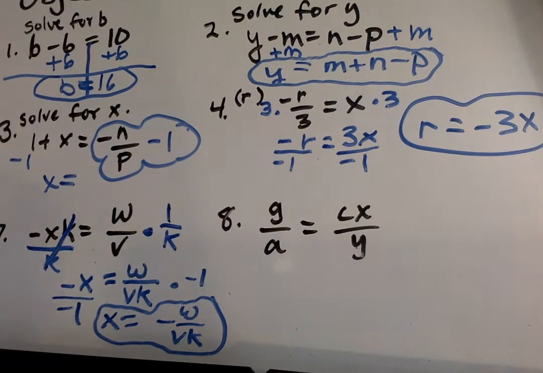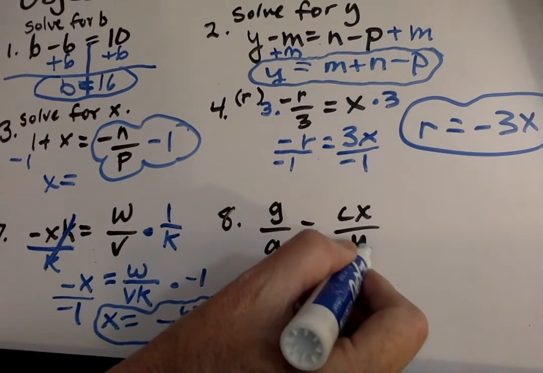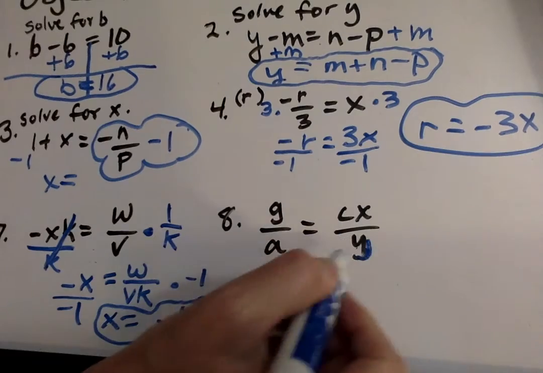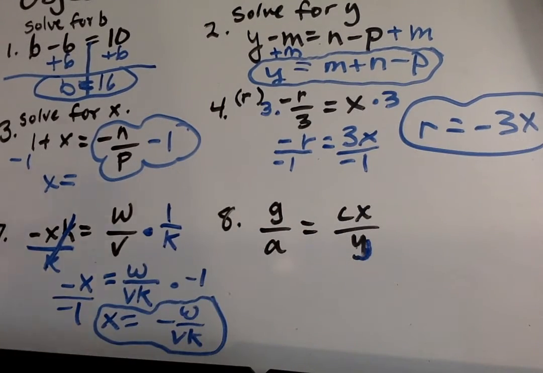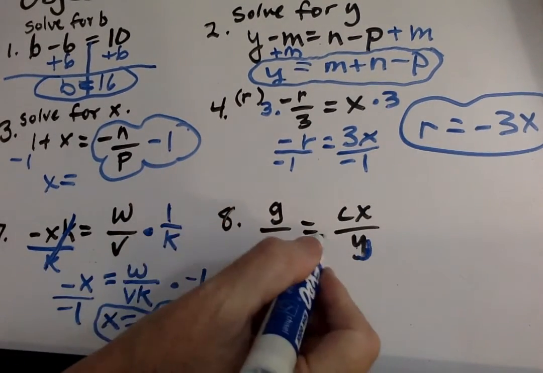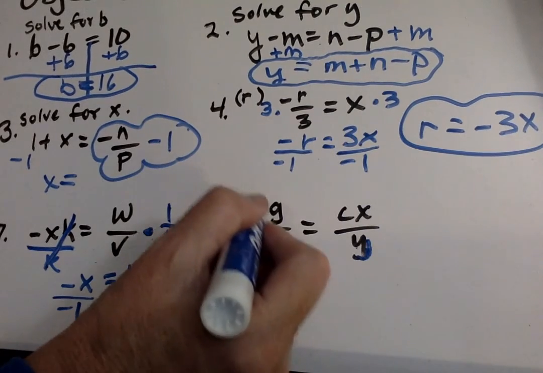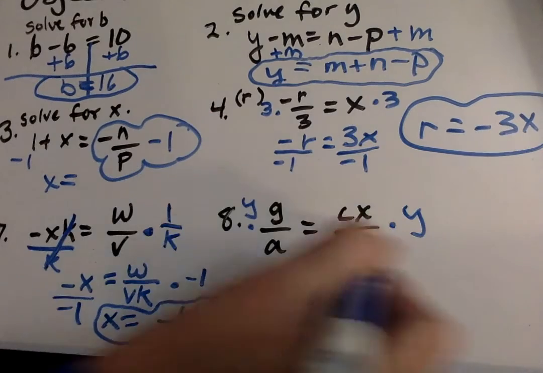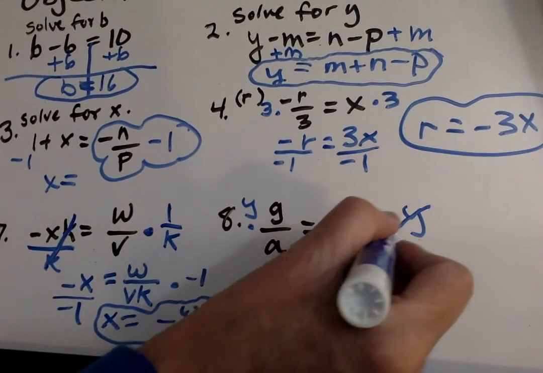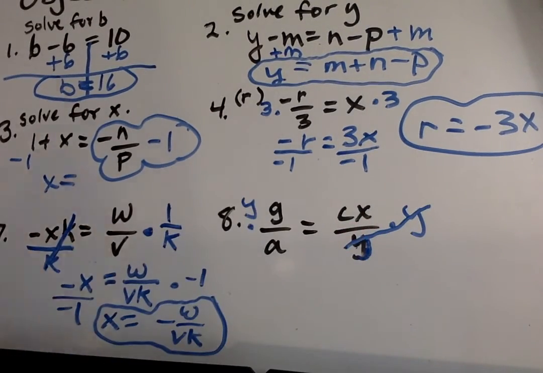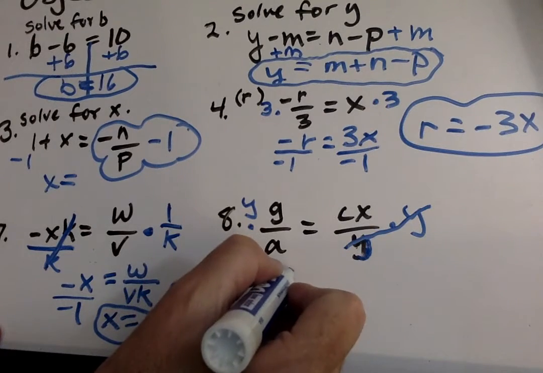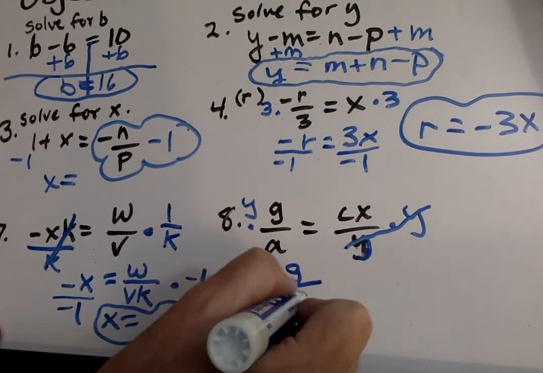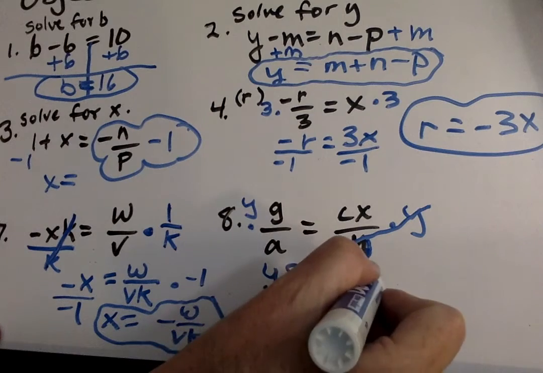Now, number 8, we're solving for y. Ooh, this is kind of a trickster too because y is in the denominator. First thing I want to do is get rid of the y in the denominator. So to get it on the numerator, I'm going to multiply by y over here, multiply by y over here, which will eliminate it on the bottom there. So now I have y times G over A equals CX.